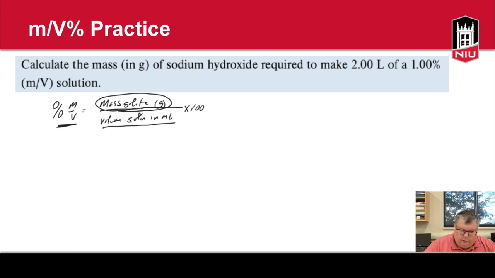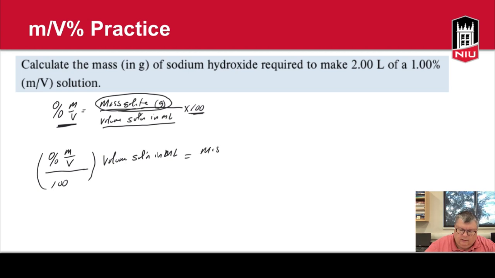So what I'm going to do is first I'm going to take my percent mass to volume and divide it by 100. That gets rid of my percentage portion. Then I'm going to multiply by the volume of the solution in milliliters. That's going to give me the mass of the solute in grams.